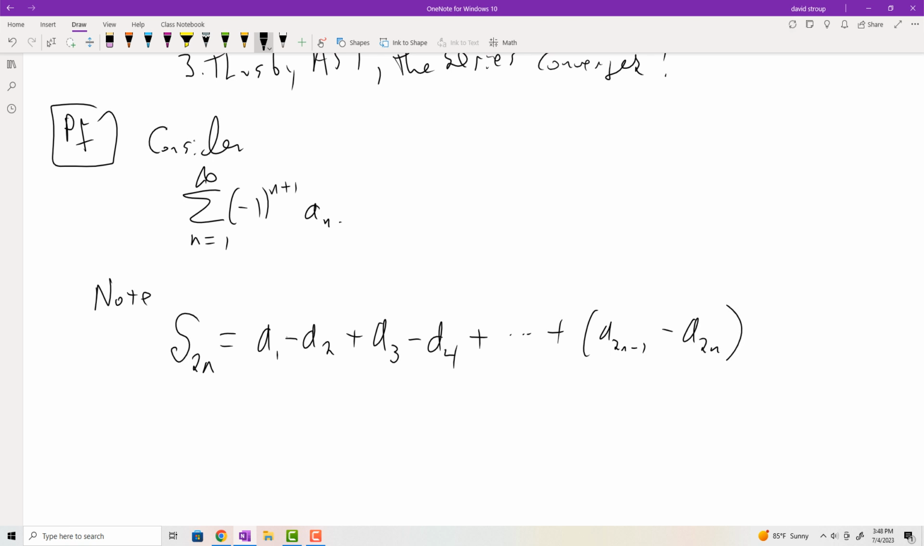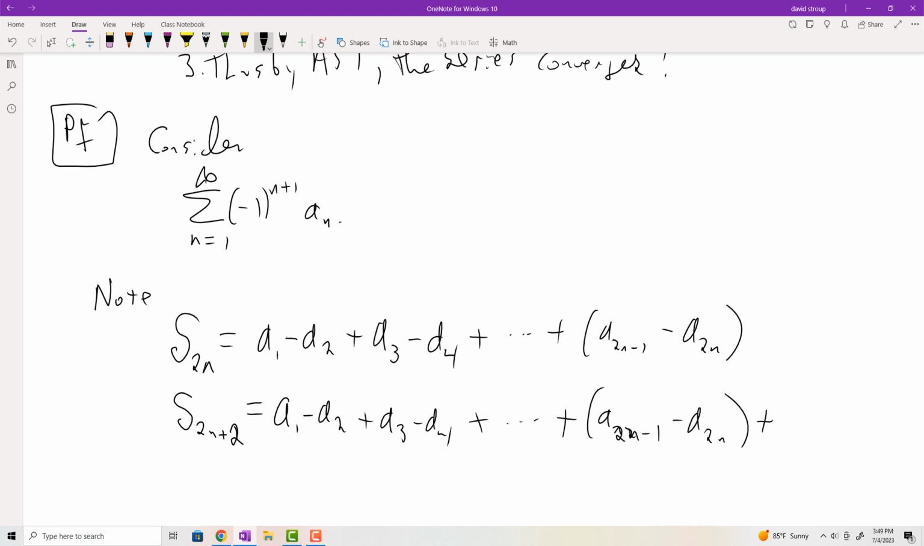Okay. Note, if I went one more term, is this thing going to be increasing or decreasing? So S sub 2n, and I don't go ahead by 1, I go 2 ahead. So this is the sequence of partial sums of the even terms. This is S sub 2n, and then I add in one more pair: a sub 2n plus 1 minus a sub 2n plus 2.